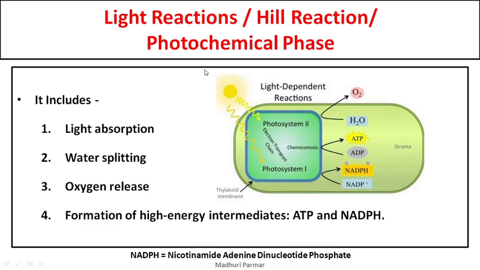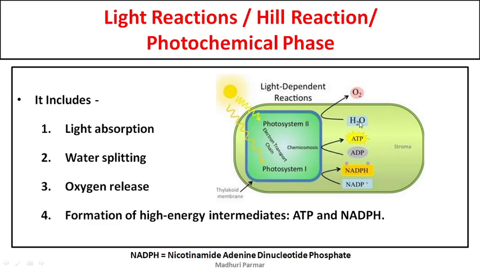Starting with the light reaction or Hill reaction, which is also known as photochemical reaction. We had seen these different parts of light reaction in the last class. This is where we ended. So in light reaction, you have these four things happening. What are the four things? First thing will be the light absorption. So there is light which is being absorbed. Second thing, there is water splitting.